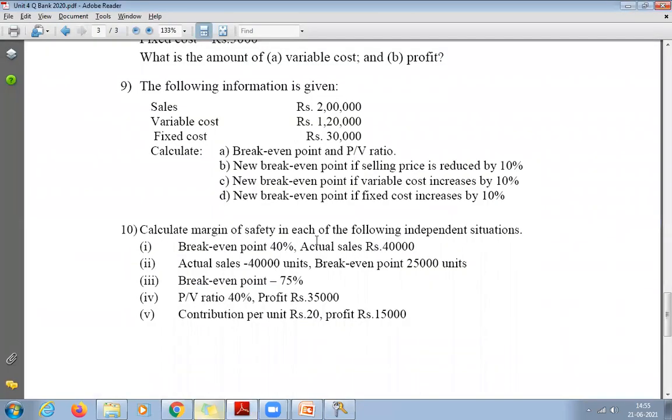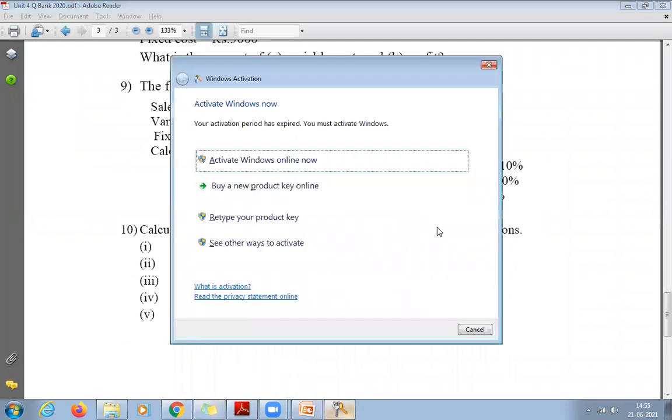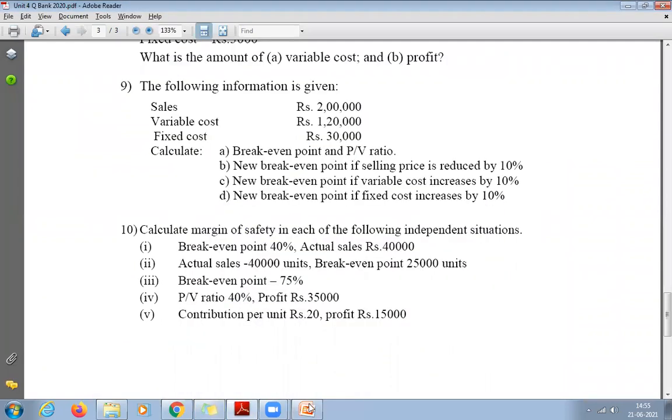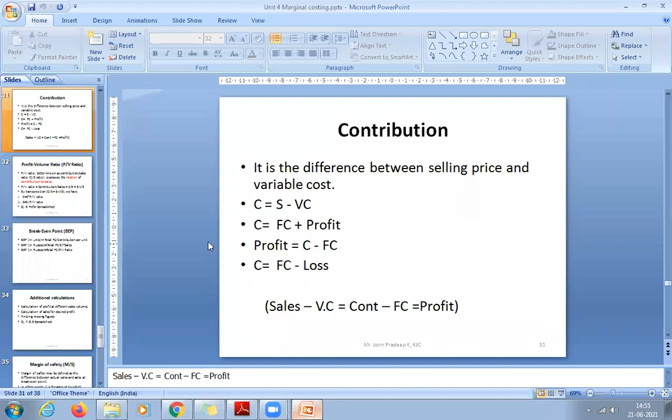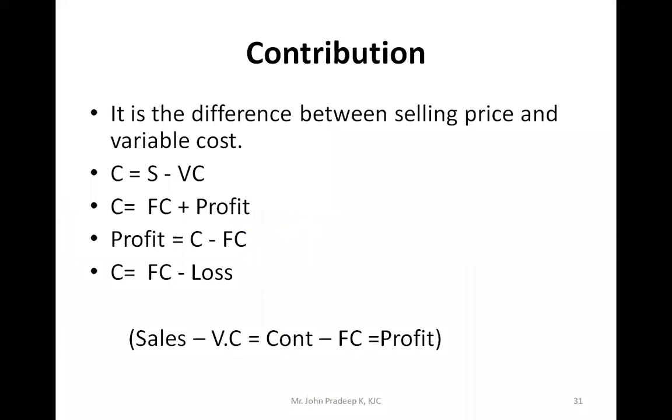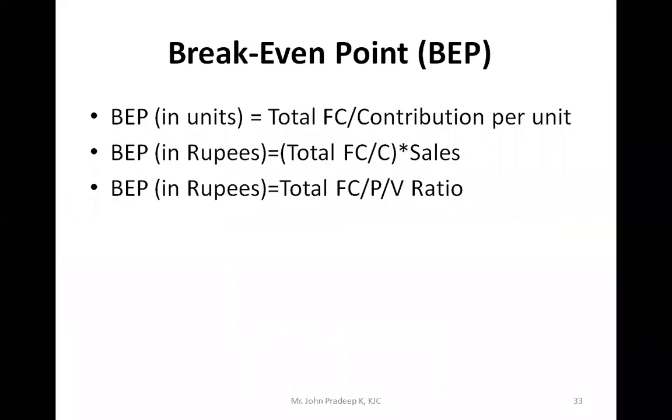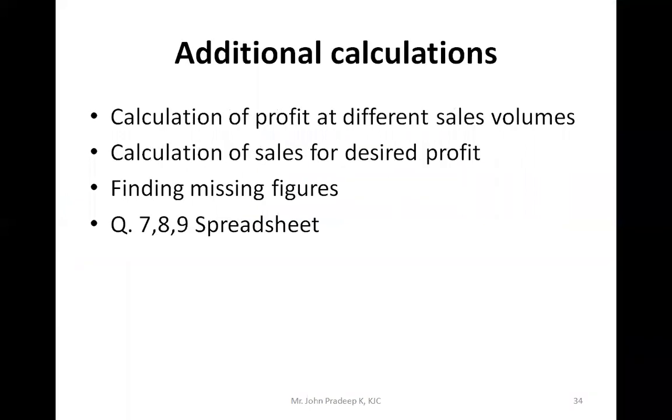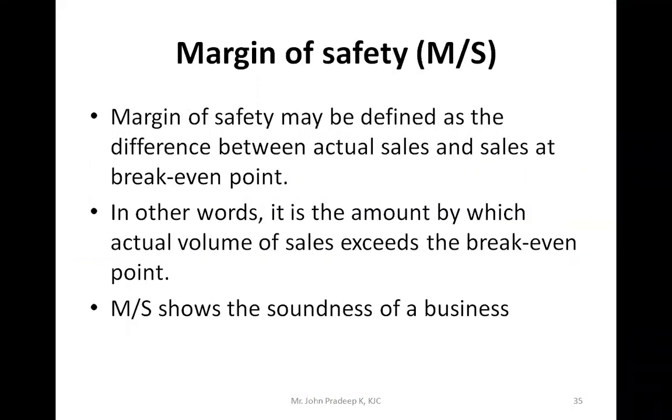That is margin of safety. First, let us learn what margin of safety is, then we can calculate. It's a very simple one. Please remember that under CVP analysis we are learning all this: PV ratio, break-even point, contribution. These are additional uses of the break-even point, and the last thing we have to learn is margin of safety. So what is margin of safety? It's very simple. It is the difference between actual sales and sales at the break-even point.